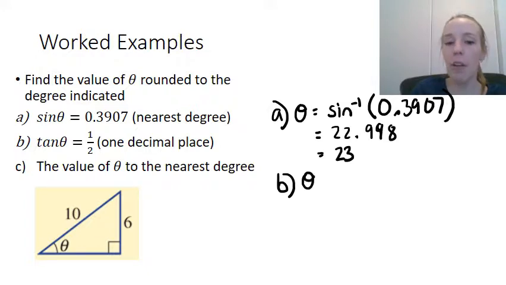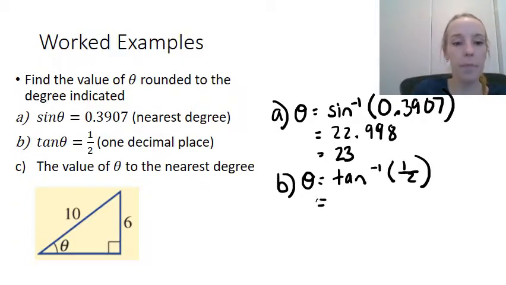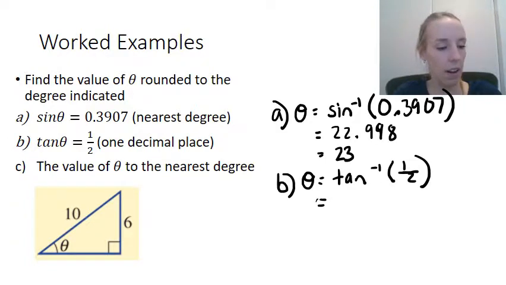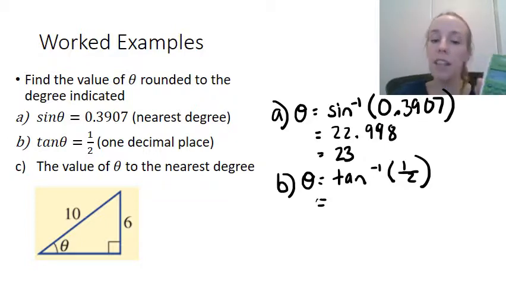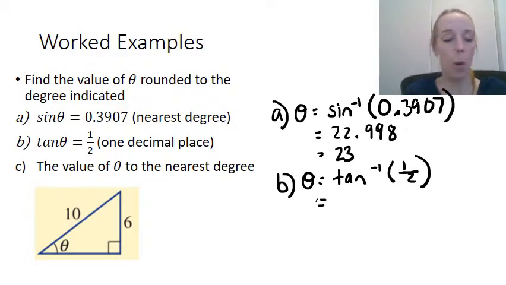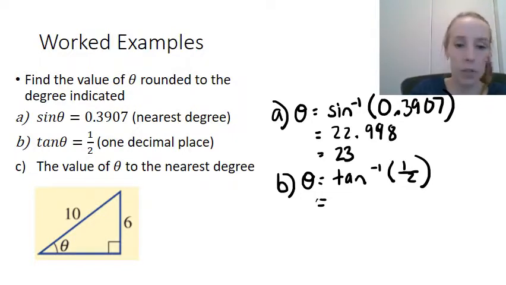For B, it's the same thing. We're going to rearrange, so our angle will equal the inverse of tan of 1/2. On your calculator, press second function again, then tan, which is the next division sign, and you get the inverse of tan. You can type it in as a fraction, 1/2, or as a decimal and you'll still get the same answer. It wants us to round to 1 decimal place, so our answer is 26.565, which rounds to 26.6.